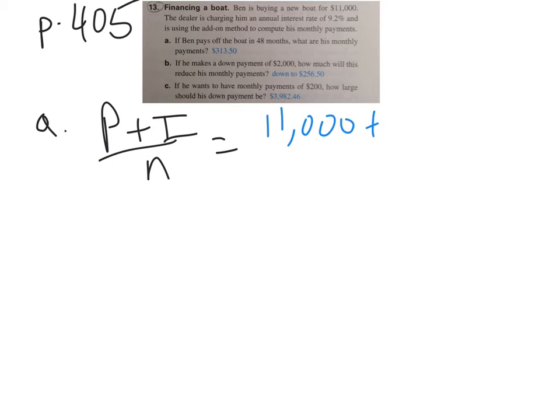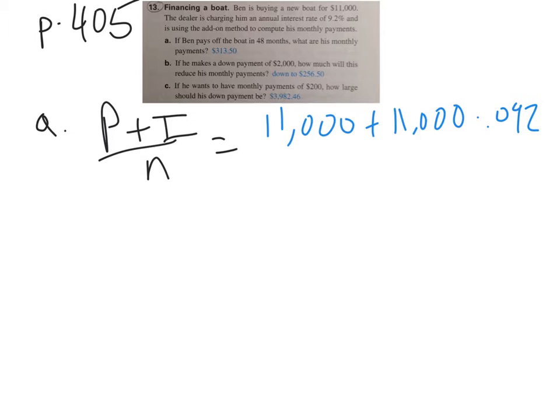Part A says if Ben pays off the boat in 48 months, what are his monthly payments? So we're just going to use that formula essentially, the P plus I over N. Well, P is the amount of the loan. Let's do it in blue now. P is how much he's borrowing, the principal, that's 11,000. Plus I, well, I is just PRT, so it's going to be 11,000 again, times R, which 9.2% will be 0.092, times T.